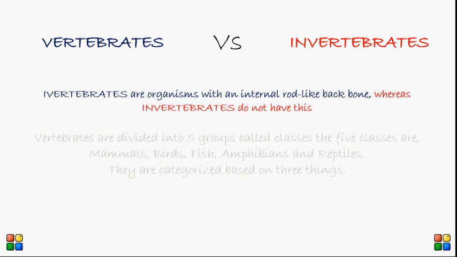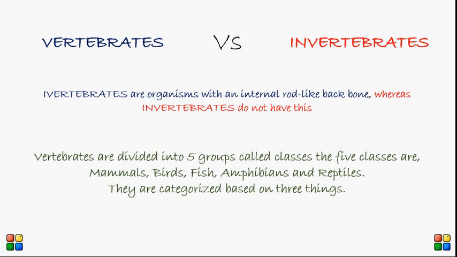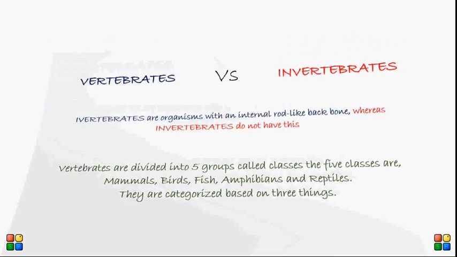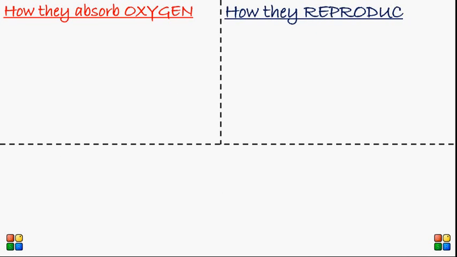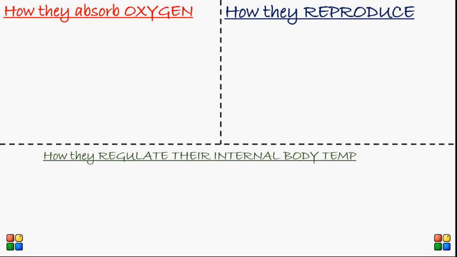Vertebrates are organisms with an internal rod-like backbone, whereas invertebrates do not have this. Vertebrates are divided into 5 groups called classes. The 5 classes are mammals, birds, fish, amphibians, and reptiles. They're categorised based on 3 things. Those 3 things are as follows: how they absorb oxygen, how they reproduce, and how they regulate their internal body temperature.